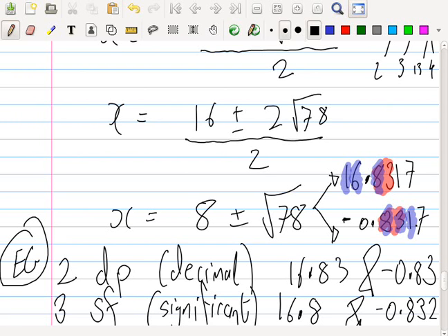Just be careful here, because it's easy to confuse decimal places and significant figures, DP and SF. Okay, DP I think everybody has done before, but maybe the other one, significant figures, is not so common. So just be careful with that.